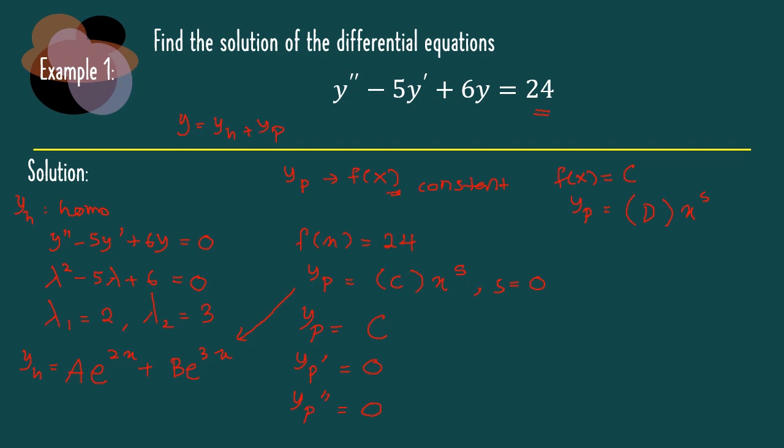The next step, we just need to substitute these 3 equations into our equation. So y double prime is 0, y prime is also 0, and y is equal to c, so 6c is equal to 24. From here, c is equal to 24 over 6, which is 4. So YP is equal to 4. Lastly, just combine YH plus YP: y equals YH plus YP. So our general solution for the non-homogeneous equation is A e^2x plus B e^3x plus 4.